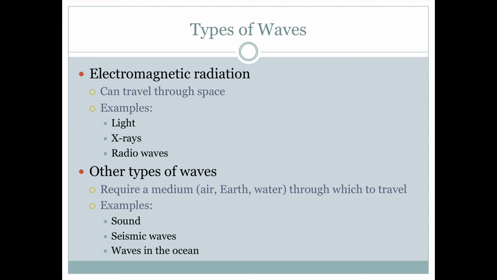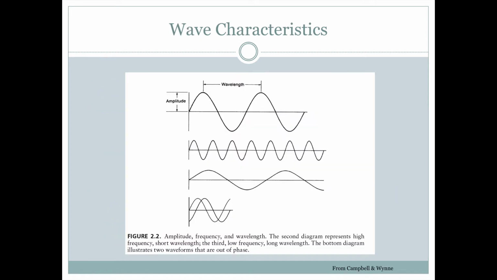Because all of these things are waves, whether they're electromagnetic waves or not, we can describe some basic wave characteristics. One thing that we talk about is the wavelength. The wavelength is a distance measurement from the top of one wave crest to the top of the next wave crest. That would be the wavelength. Or we could also measure from one wave trough to the next wave trough. That should be the same wavelength.